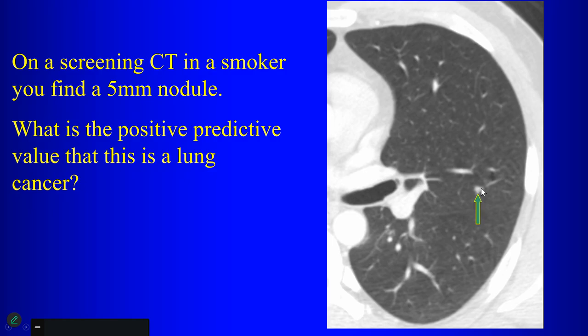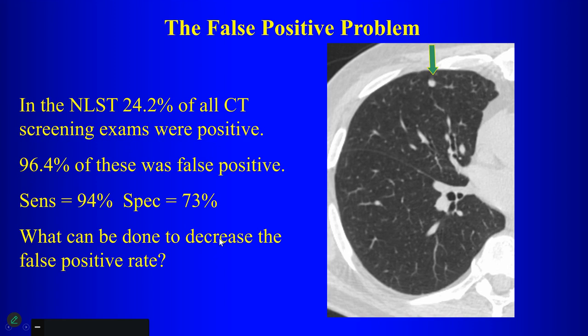That is a lung cancer. How confident are you that that is a lung cancer? Very, very, very low. That's right. Extremely low, even in smokers. So in the National Lung Cancer Screening Trial, their criteria for a positive study was a 4 millimeter nodule, actually. And 24% of all their screening exams were positive. 24% of their patients had nodules. The vast majority of those were all benign. Over 95%, 96% of the nodules were benign, especially when they're small.